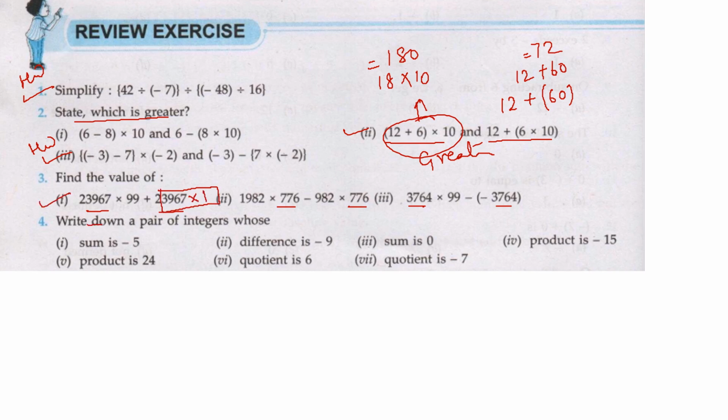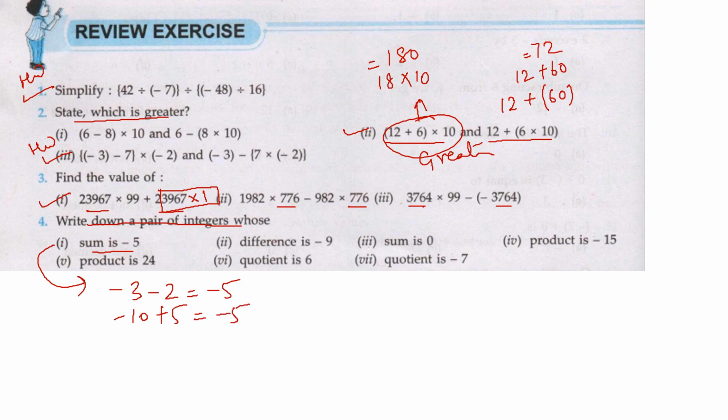Then write down a pair of integers whose sum is minus 5. So any pair of integers, minus 3 minus 2 is minus 5. Minus 10 plus 5 is minus 5. You can think of any of them.